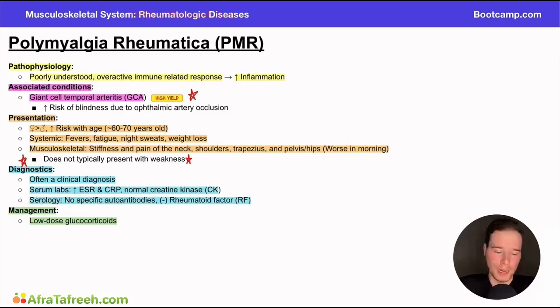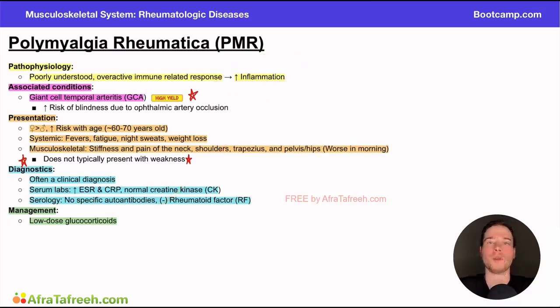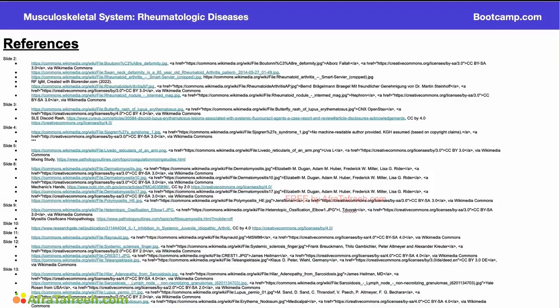So when we think about our diagnostics here, it's often clinical, but we have some labs to help us out, including inflammatory markers, but a normal creatinine kinase. We can also look at serology, but there's not really a clear-cut autoimmune antibody to look for, and thus this is actually less helpful overall. Management here is going to be low-dose glucocorticoids, which makes sense. Why? Because the problem is inflammation, and we want to settle that down. We want to calm that down to try and improve the patient's symptoms.